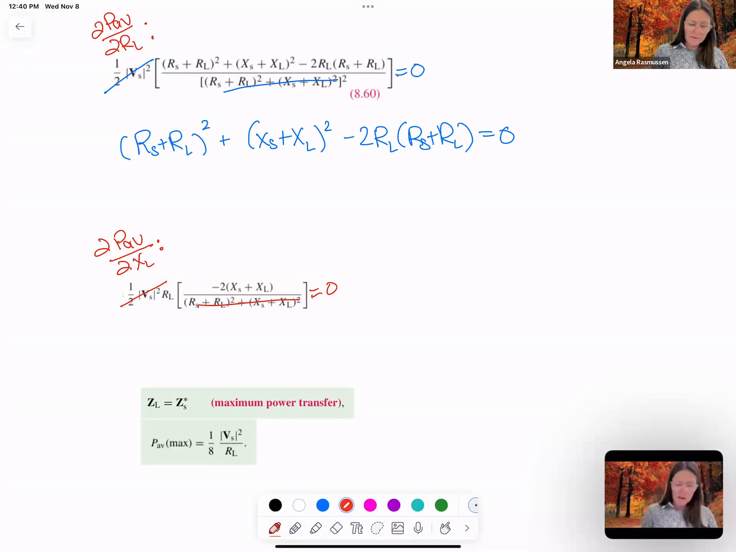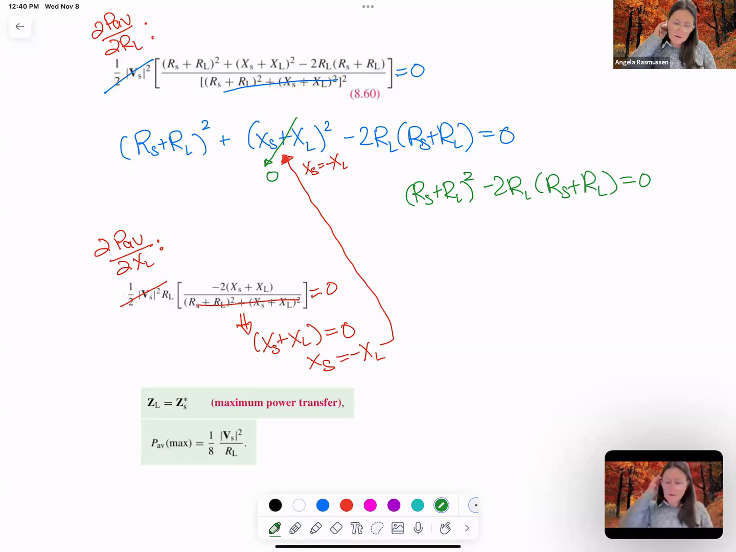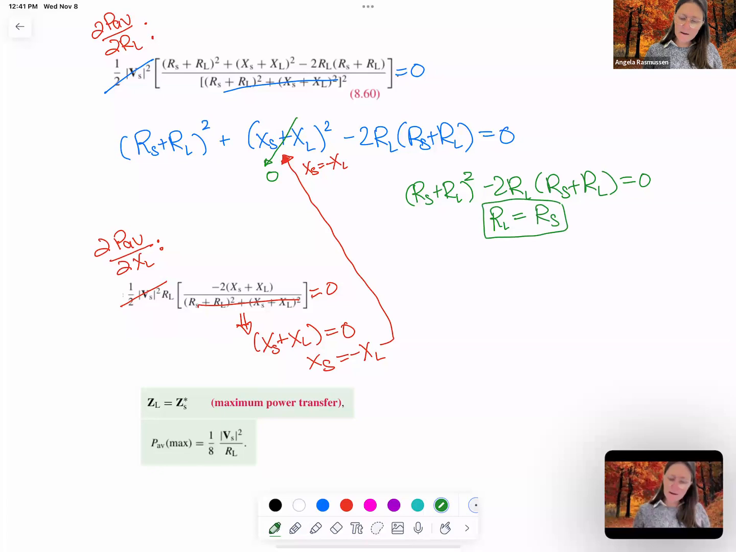And so from this you get XS equals minus XL. And so when I plug that in here, that gives me that this term goes to 0. And then RS plus RL squared minus 2RL times RS plus RL equals 0. And I can solve this, and this gives me that RL will equal RS. So what this means is that the maximum transfer happens when RL equals RS.